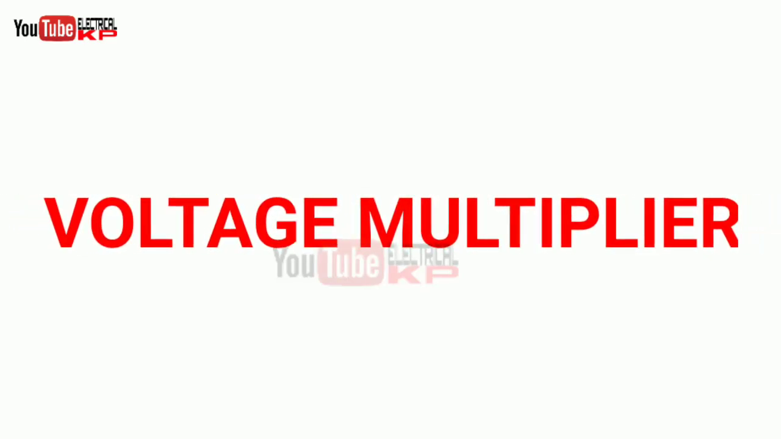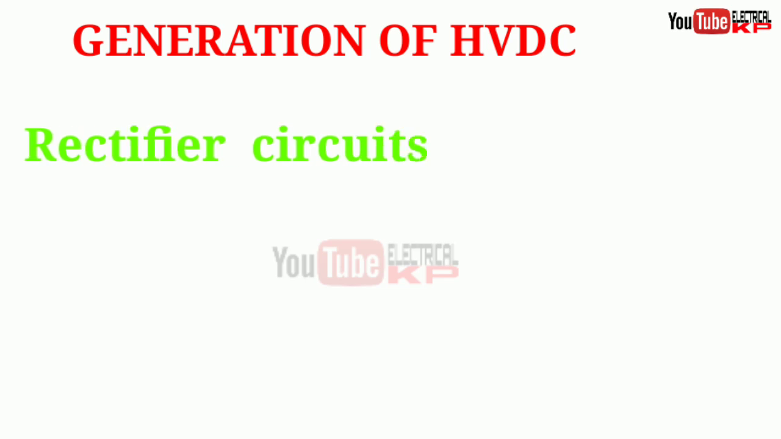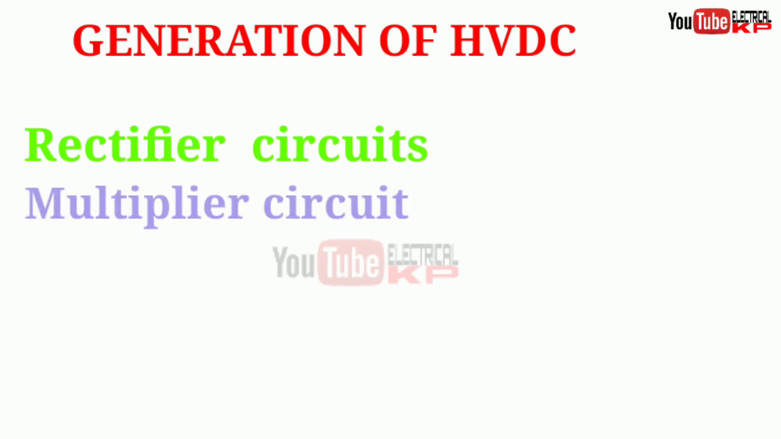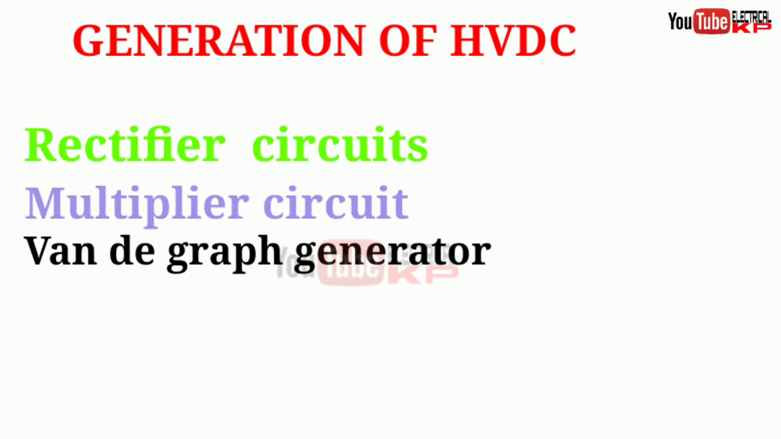So our today's topic is voltage multiplier circuit. Basically, voltage multipliers are AC to DC power conversion devices. These generate high voltage DC from a low voltage AC source. Different techniques are used to generate the high voltage DC. For example, rectifier circuits, voltage multiplier circuits, and the Van de Graaff generator are also techniques to generate the high voltage DC from AC.